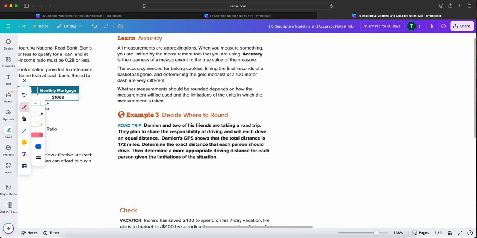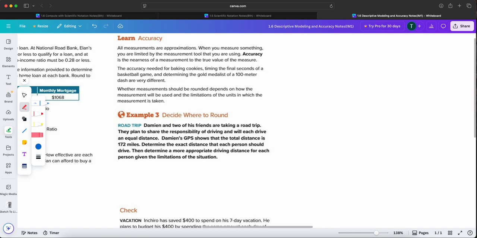So accuracy: all measurements are approximations. When you measure something, you are limited by the measurement tools that you are using. Accuracy is the nearness of the measurement to the true value of the measure. The accuracy needed for baking cookies, timing the final seconds of a basketball game, and determining the gold medalist of a 100-meter dash are very different. Whether measurements should be rounded depends on how the measurement will be used and the limitations of the unit in which the measurement is taken.